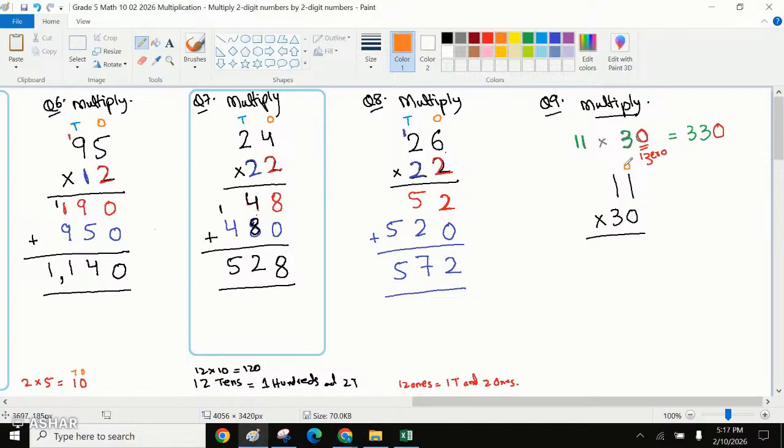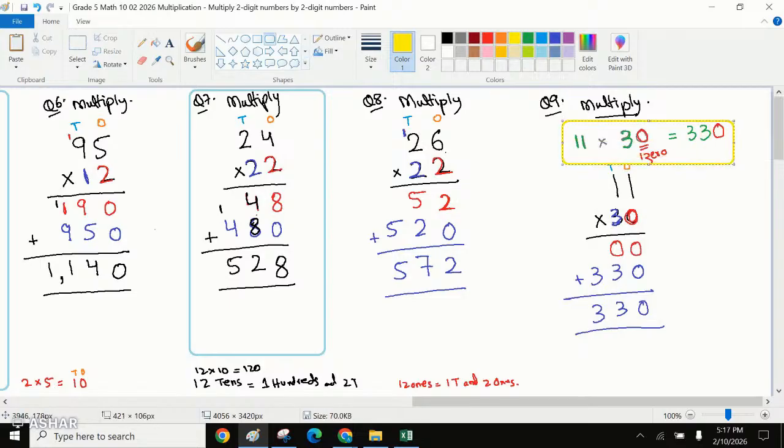Let's confirm. 0 multiplied by any number is 0. 0 multiplied by 1 is 0, 0 multiplied by 1 is 0. When the tens is being multiplied, we remove the units. 3 multiplied by 1 is 3. 3 multiplied by 1 was 3 as well. That means 0 plus 0 is 0, 3, 3. So which one is more convenient? This is way more convenient. Why? Because it had a number that was ending with a 0.